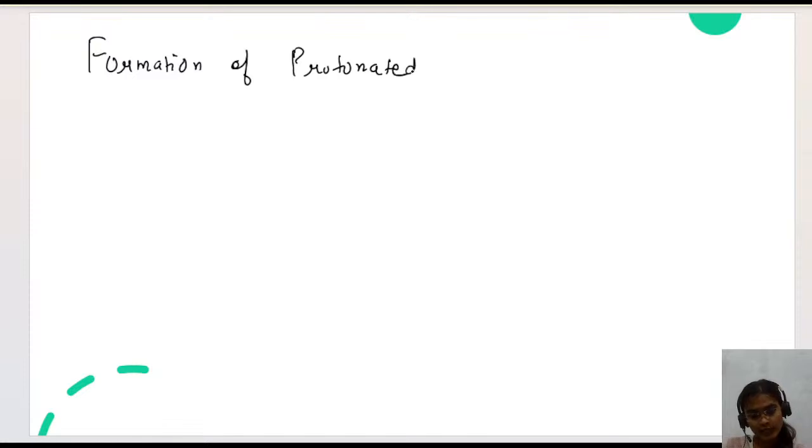Okay, now let's see step number two. So let's see the next step, that is the formation of protonated azide.